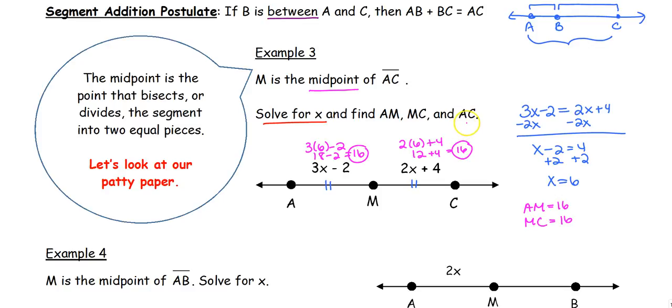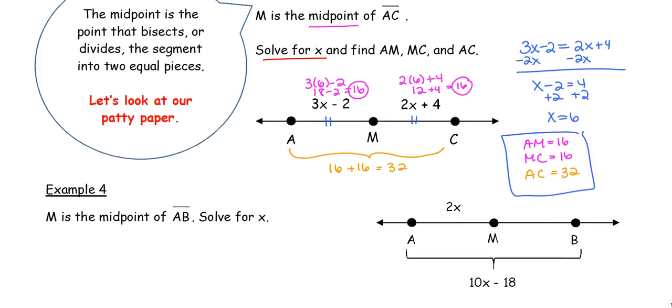But now I need to find AC. I need to find out what the distance is from here to here. This time I wasn't given an expression that's going to allow me just to plug my numbers in like I did for AM and MC. But if I go back to my segment addition postulate that we talked about up here, this segment plus that segment together equals the whole. So together AM and MC is going to give me the entire segment. So the measure of AC is going to be 32.